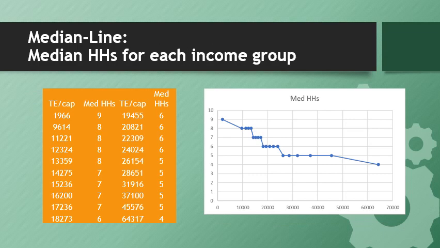In the smallest income group, the median household size is 9. Then in the next 4 income groups, the median household size is 8. And then in the next 4 income groups, the median household size is 7. In the next 5 income groups, the median household size is 6. In the next 5 income groups, the median household size is 5. And in the last, the richest income group, the median household size is only 4.